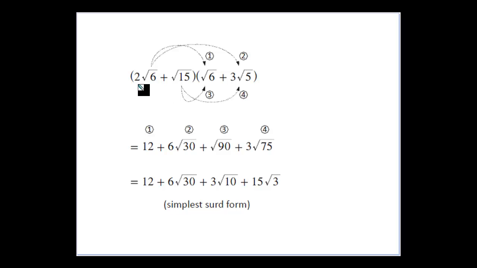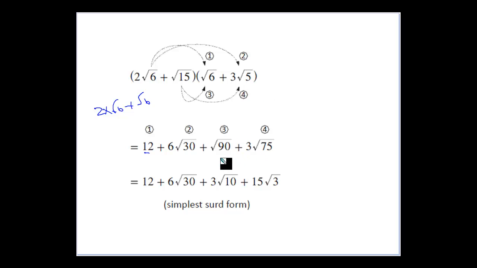Some more examples here. 2 root 6, multiply it by root 6. Now that's going to simplify to 2 times root 6 times root 6 is 6. 2 6s are 12. So that's where the 12 comes from. It comes from 2 root 6 times root 6. Root 6 times root 6 would be 6, and 2 times 6 is 12. And then 2 root 6 times 3 root 5. So 2 3s are 6, 6 5s are 30. Can't simplify that one. Then we take our root 15, multiply it by root 6. Comes down to root 90. And then root 15 times 3 root 5 comes to 3 root 75.